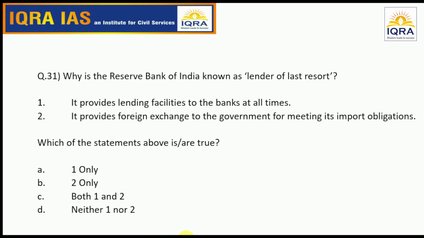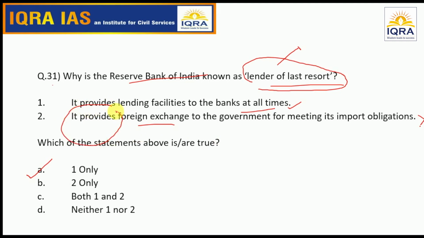Moving on to question number 31. Why is the Reserve Bank of India known as lender of last resort? It provides lending facility to bank all the time. Okay. It provides foreign exchange to the government for meeting its import obligation. No. When we are talking about lender of last resort, it is referring to bankers' bank, meaning it provides this facility to all banks at all times. So here the correct answer is A. The other one is wrong. It manages the foreign exchange of the country.